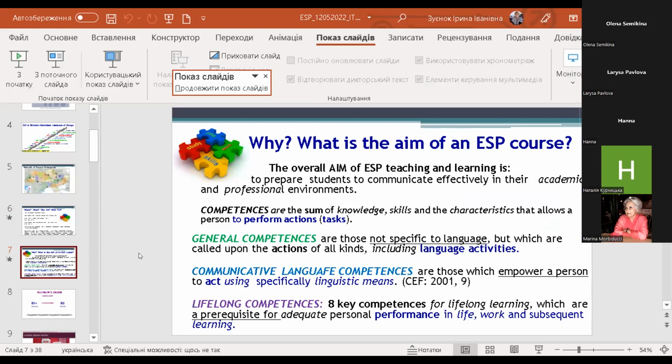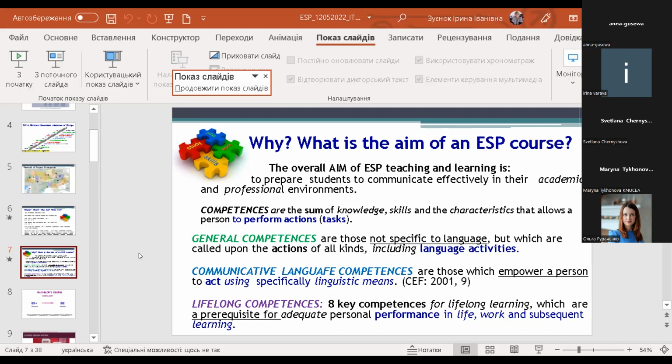I would like to remind you that competencies are the sum of knowledge, skills, and the characteristics that allows a person to perform actions, to do some tasks. General competencies are those not specific to language, but which are called upon the actions of all kinds, including language activities. Communicative language competencies are those which empower a person to act using specifically linguistic terms. And very important, sometimes teachers forget about it, it is the lifelong learning competencies, which were identified by the European Union, which are a prerequisite to adequate personal performance in life, work, and subsequent learning.